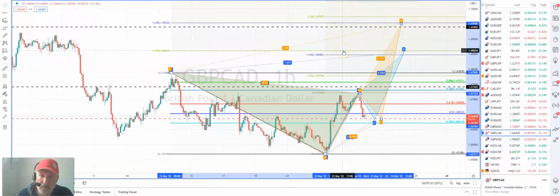And we've got two potential patterns. We've got 168.48 for a crab formation, or sorry, for a butterfly formation, or we've got a leg up to here, which is basically going to be the main target, because that's at 169.40, and this dashed black line highlights our bespoke resistance level. So long here, looking for a move to the upside.